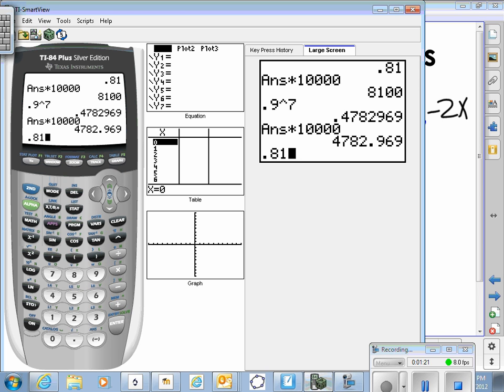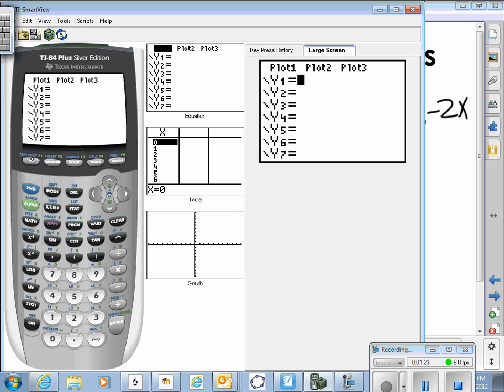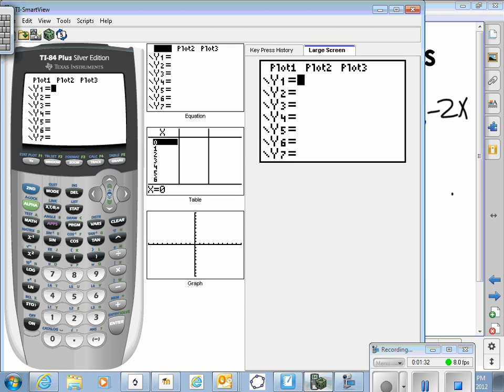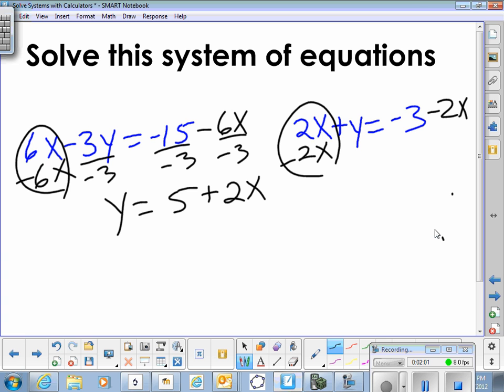So I go to the button called y equals, and I can put in those two equations. Negative 3 minus 2x is the first one. So negative 3 minus 2, and we'll use the x in this button right here. Okay, so let's enter that one, go down to the other line. The other equation was 5 plus 2x.